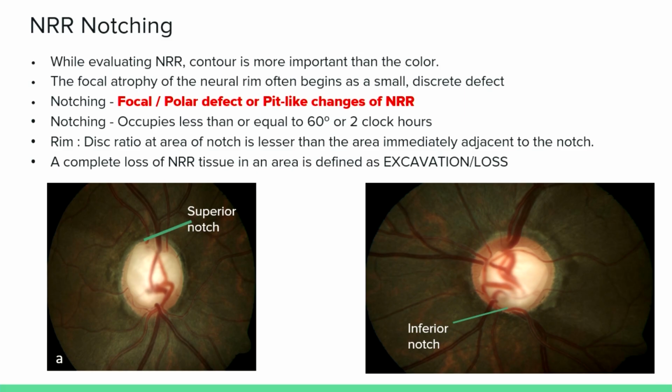Now, describing the notching. While evaluating the NRR, the contour is more important than the color. The focal atrophy of neural retinal rim often begins as a small and discrete defect. This notching can be defined as focal or polar defect or a pit-like change in the NRR. It usually occupies a space of less than 2 clock hours. Like you can see, this is an inferior notch and this is a superior notch. The rim and disc ratio at the area of notch is lesser than the area immediately adjacent to the notch. However, a complete loss of NRR tissue in an area is defined as a loss or excavation.